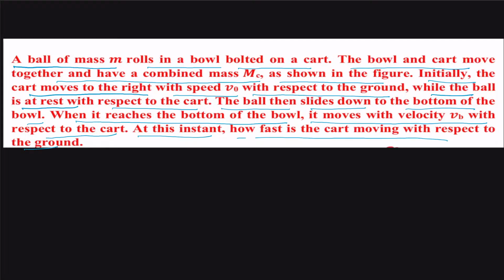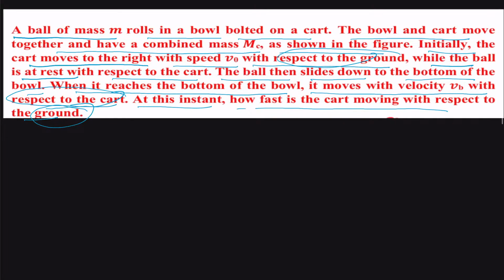So we have to take care of all the relative things here. Because some of the things are mentioned with respect to the ground, and some of the things are mentioned with respect to the cart. And finally, we have to find out the answer with respect to the ground. So all these relative things should be taken care of.